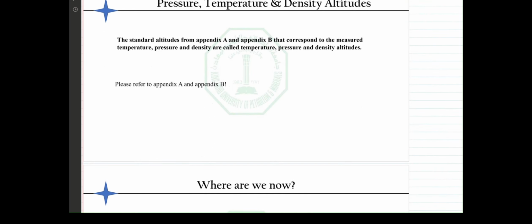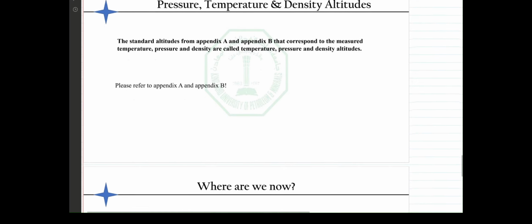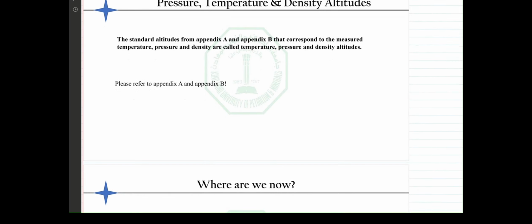At the end of the book, there are going to be some appendices, A for the metric, I believe, and B for the English units. Just go through them. I think they are not that important, but you can use them to solve some exercises in the book.